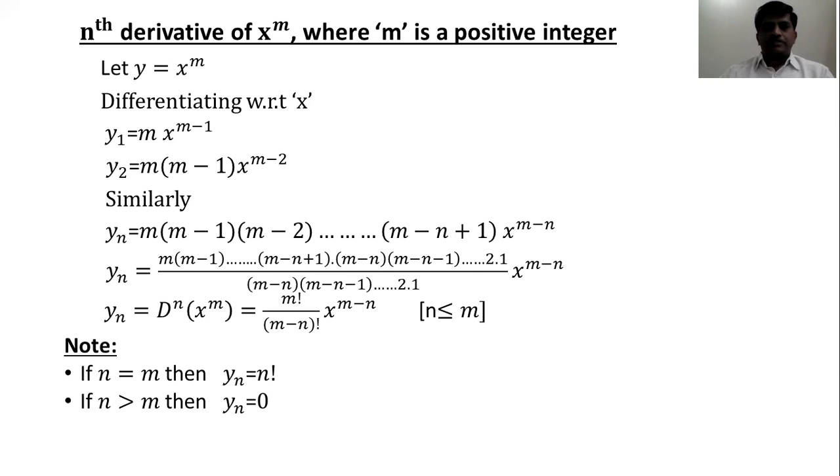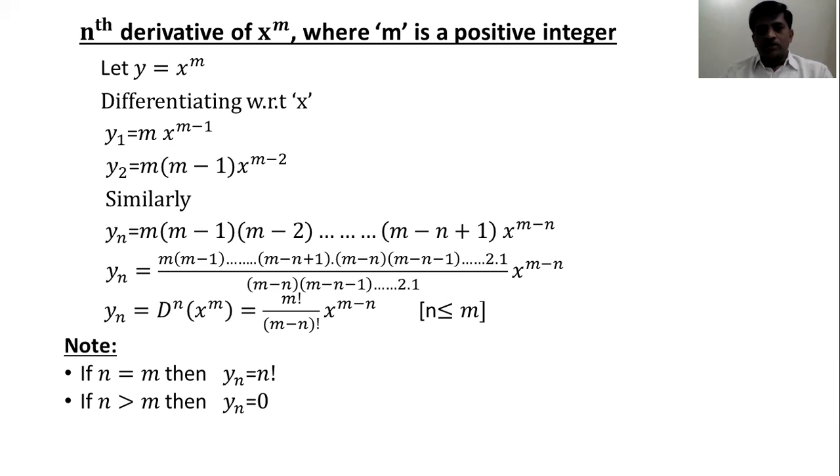Differentiating with respect to x, y differentiation is y1, x power m differentiation is m into x to the power of m minus 1. Again y1 differentiation is y2, x power m minus 1 differentiation is m minus 1 into x to the power of m minus 2. And so on, proceeding like that, it gives yn is equal to m into m minus 1 into m minus 2, so on, m minus n plus 1 into x to the power of m minus n.